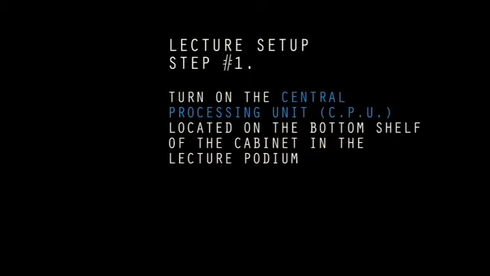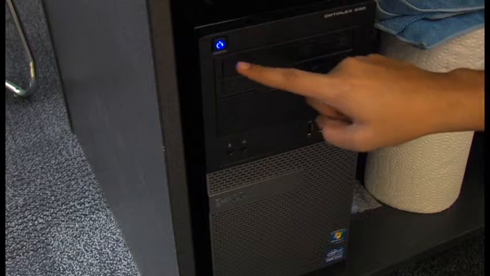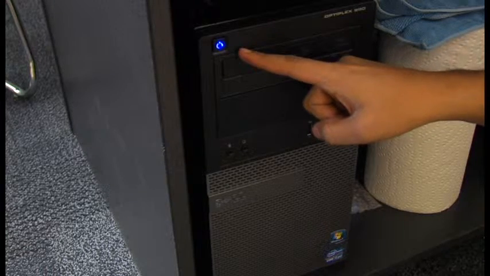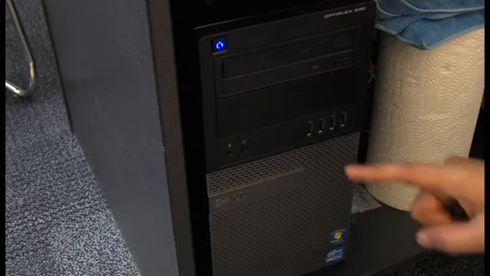Lecture Setup Step 1. Turn on the Central Processing Unit, CPU, located on the bottom shelf of the cabinet in the lecture podium. The power button is located on the upper left side of the computer box. Press it briefly for the system to be started.